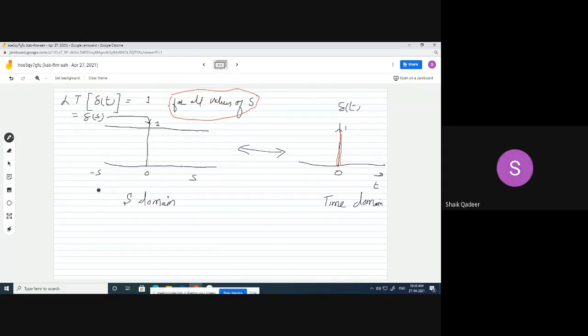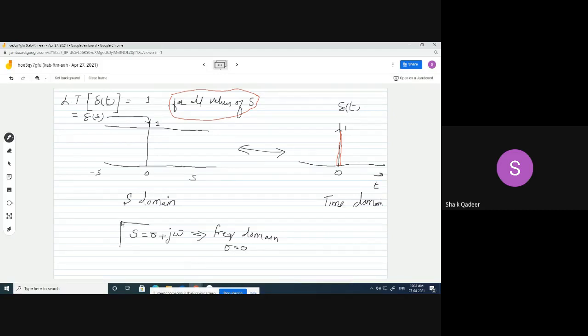We got: S domain is frequency domain. S domain is nothing but frequency domain only, but this is actually a complex variable. S is equal to sigma plus j omega. Okay, this is S domain. If you want to extract only frequency domain from S domain, what do we have to do? We need to assume sigma is equal to 0.